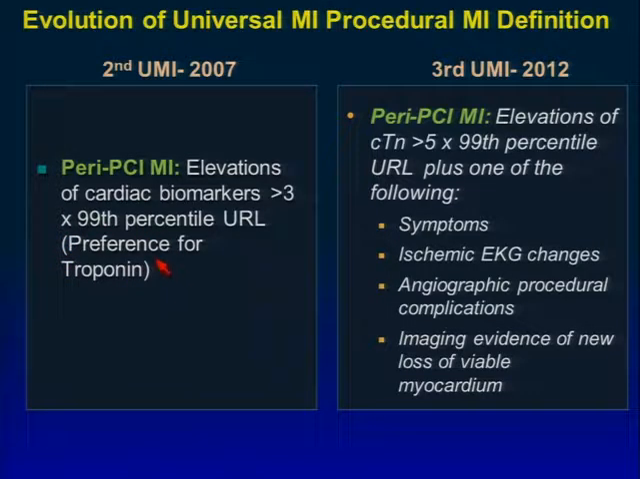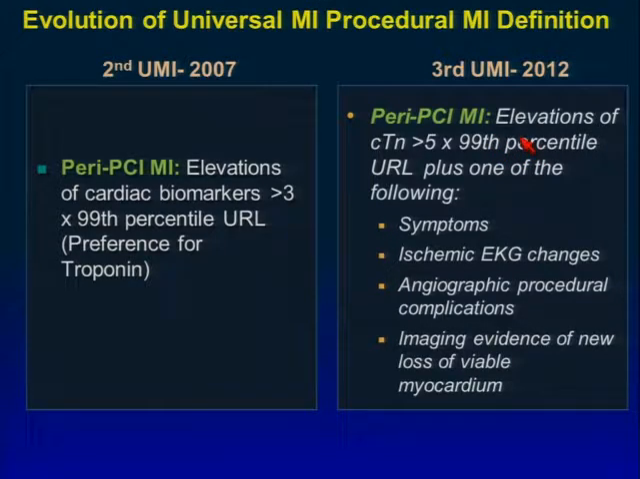And there was a preference for troponin. And so this is 2007. And in 2012, of course, we have the third universal MI definition. And as I showed you all of the data before, this is a challenging field. I mean, it's very difficult to figure out what is a prognostically important procedural MI.